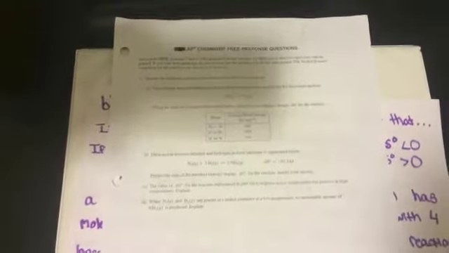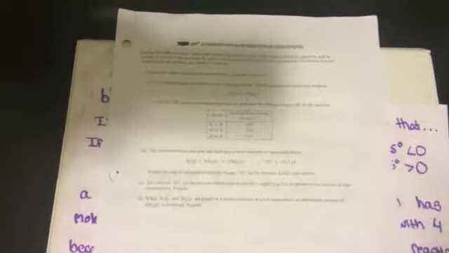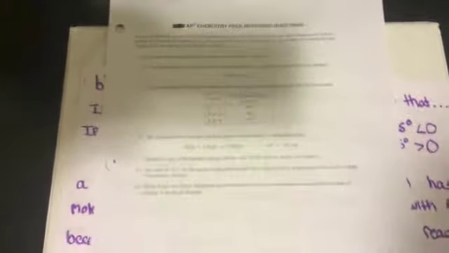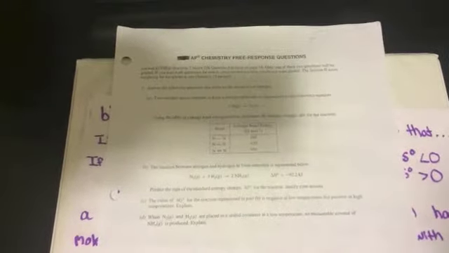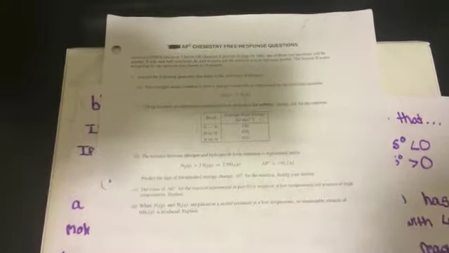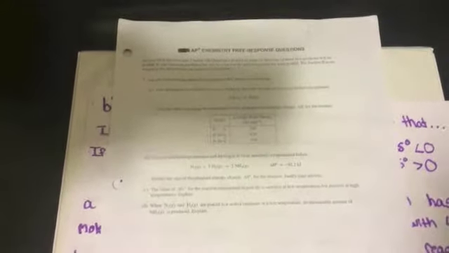For B, the reaction between nitrogen and hydrogen to form ammonia is represented below. The reaction is N2 gas plus 3H2 gas produces 2NH3 gas, and the heat of the reaction, delta H, equals negative 92.2 kilojoules. We need to predict the sign of standard entropy change, delta S, for the reaction, and justify our answers.